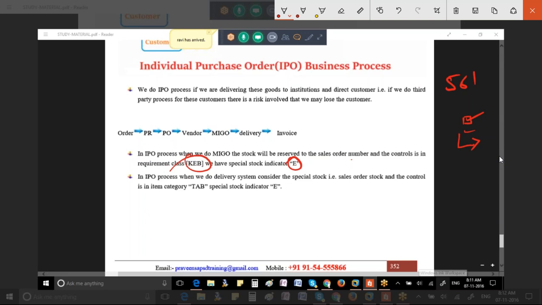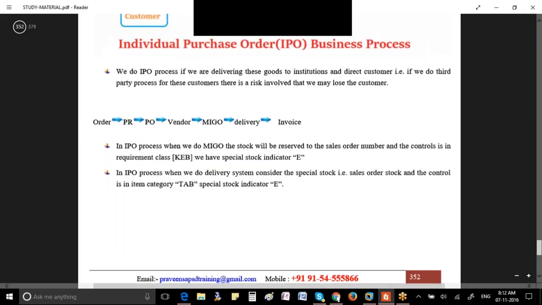But when we do the delivery, we have a special stock indicator at the item category level, that is the item category TAB. So what will the system do? Whenever you do delivery in the IPO process, the system will consider only the stock that you reserved here. Okay. So that's what the requirement class and the special stock indicators control in the IPO process.